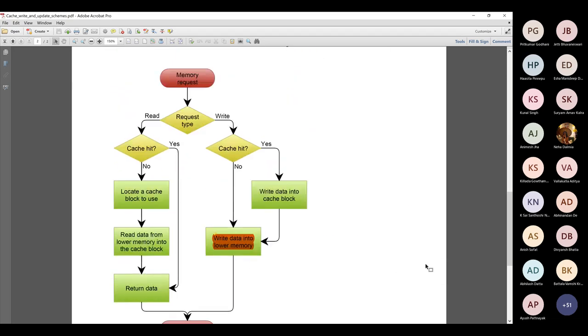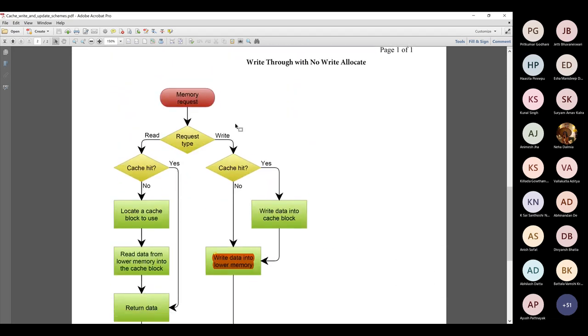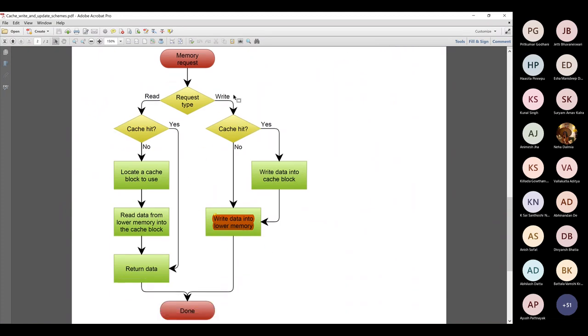However, if you look at the write through with write allocate and look at what happens when there is a write miss, this portion of the diagram is shocking actually. I mean, this is completely against the principle of memory hierarchy. But anyways, this is an option that is actually followed.